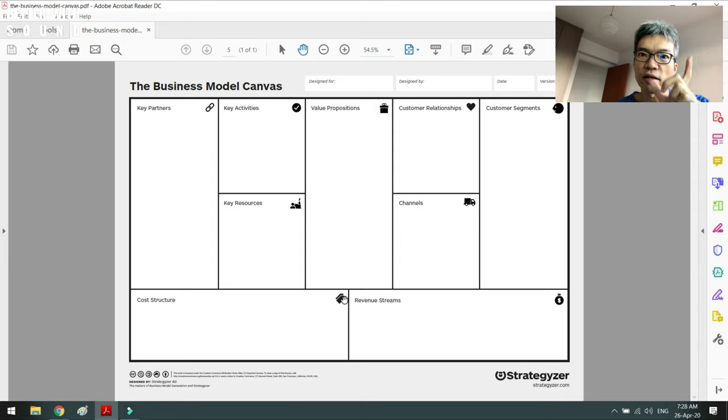1, 2, 3, 4, 5, 6, 7. So 7 of these items at the top will always have to be balanced fully by the cost structure and the revenue structure. In order for the whole business to be floating successfully, you need to have a cost structure and a revenue structure. Of course, if you go in deeper, you need to ensure that there is a cash flow.